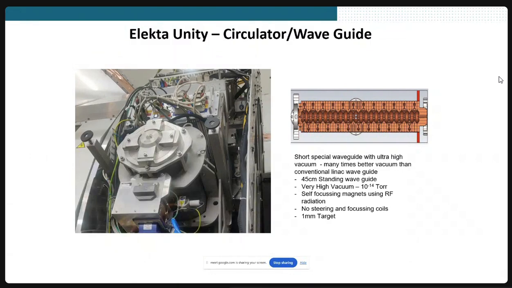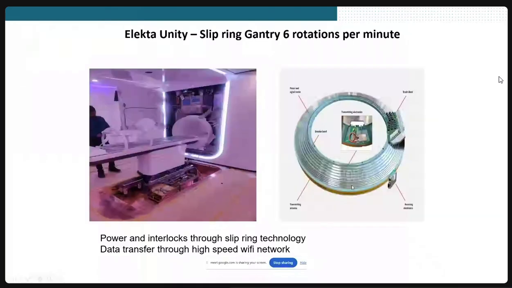It's also a single focusing magnet. So you get the beam, otherwise you don't get the beam. No steering coils, no focusing coils. So you don't have to worry about flatness and symmetry issues, because if you get the beam, you get it right. And this is how the slip ring technology of the machine looks. The slip ring rotates continuously, so you don't have to worry about cables coming down. This is how it looks.